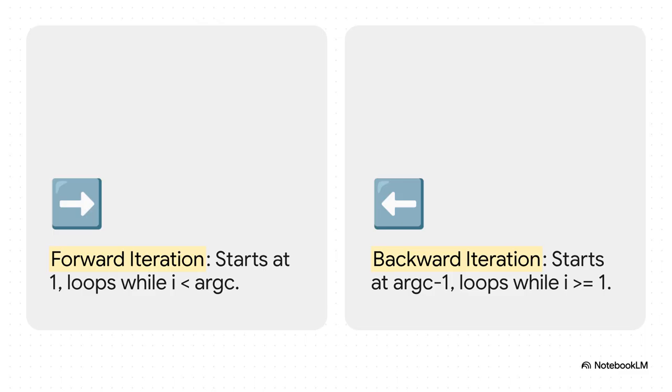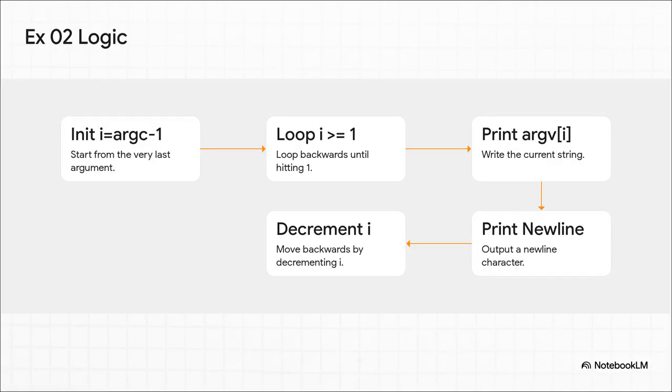So to print in reverse, where do we start? Listen carefully, because a very common mistake is starting at argc. Remember, argc is the total count, which means the array index argc is actually that null pointer we talked about earlier. You don't want to print that. Therefore, your backward iteration absolutely must start at argc - 1. And instead of moving up, you loop while i is greater than or equal to 1, ensuring you stop before hitting index 0. So your implementation is going to look just like this.